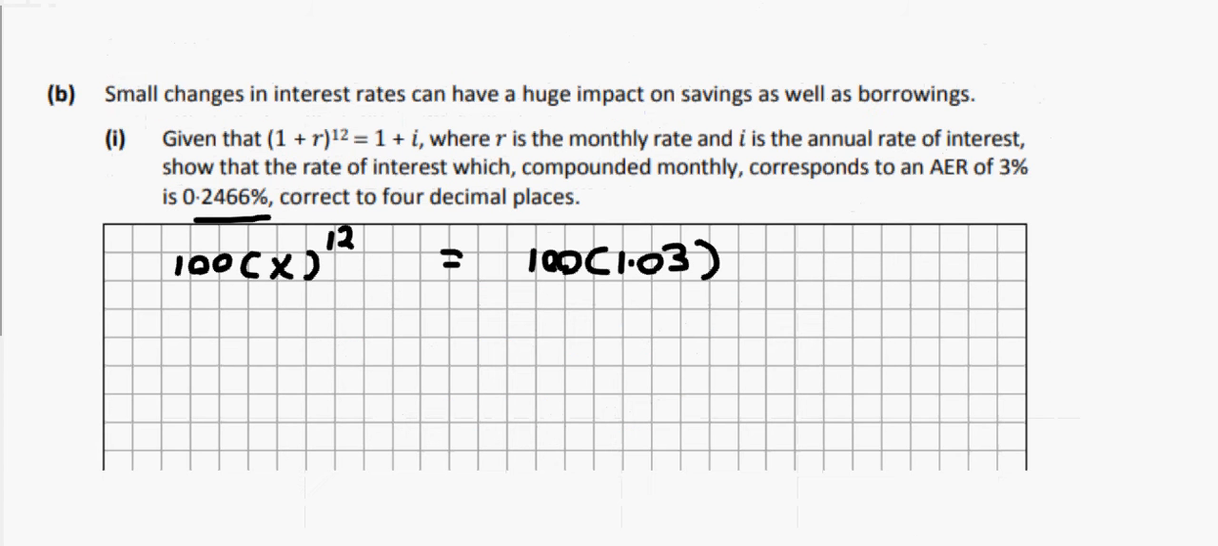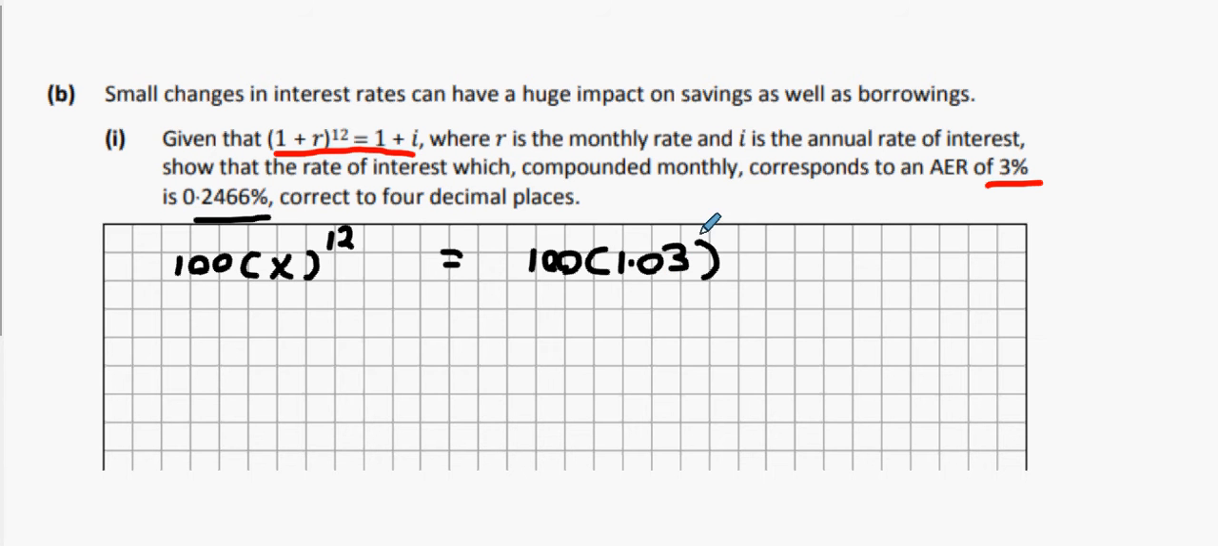Now, next problem is small changes in interest rate can have huge impact on savings as well as borrowings. Also, what this means is that they want 12 monthly installments to be worth 1 yearly. So what they want is a rate that will add on 3% at the end of the year. You're going to save for 12 months. At the end of each month, I'm going to give you a small sum of money extra. And what we want is when I do this 12 times, I want it to equal what you'd get if I gave you 3% at the end of the year.